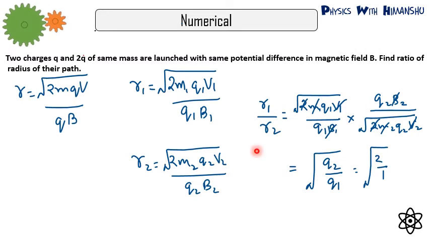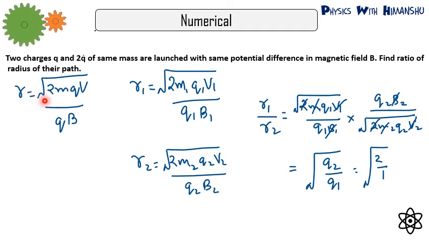Okay, we'll solve one more numerical here. So we have two charges q and 2q of the same mass. See, mass is the same, and they are launched with the same potential difference. So V is also the same. V is the potential difference, in magnetic field B. The value of the magnetic field is given to be B, and it is also the same. Find the ratio of the radius of their path.